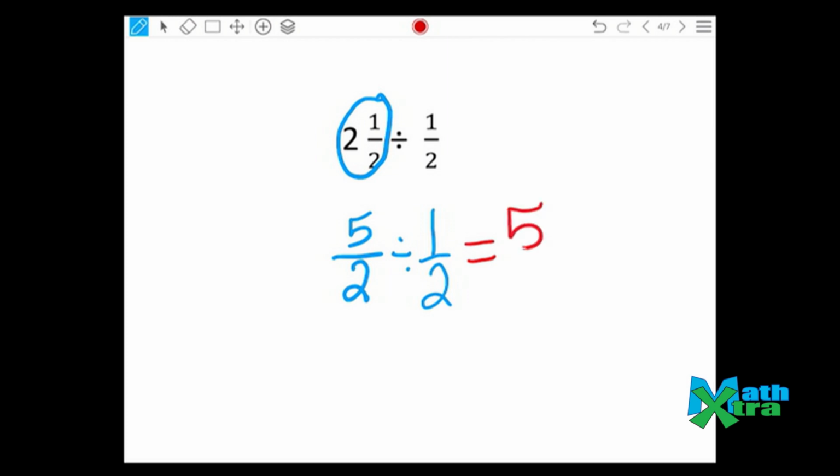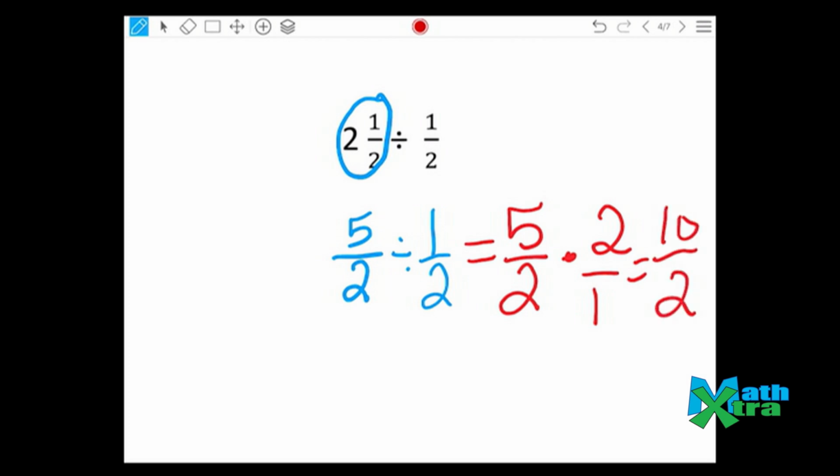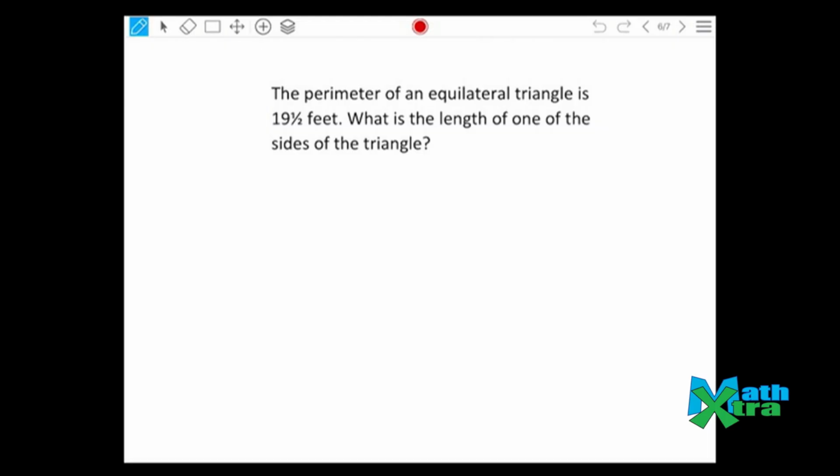Now we have 5 halves times 2 over 1. What we're going to do is multiply straight across. 5 times 2 is 10. 2 times 1 is 2. 10 divided by 2 equals 5. Your answer is 5. In the event you're not given graphing paper, you can always create your own models.